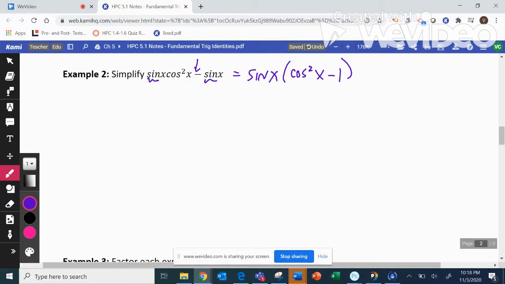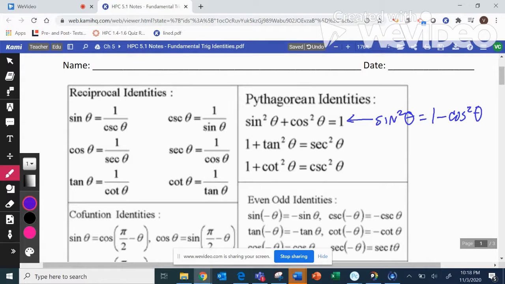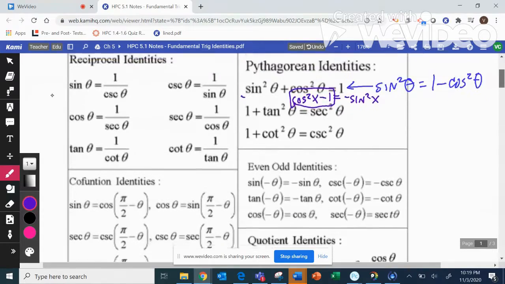Cosine squared x minus 1 is not an identity above, but I can manipulate it so it is. Right here, if I take cosine squared x, and then I subtract the 1 from both sides, in order to get that by itself, I would have to subtract the sine squared x. So now I have what cosine squared x minus 1 equals. It's equal to negative sine squared x.